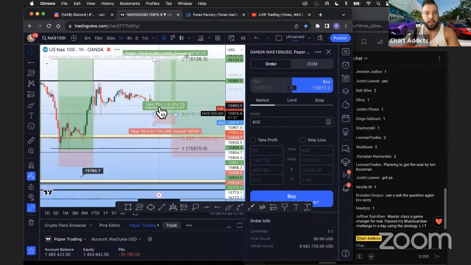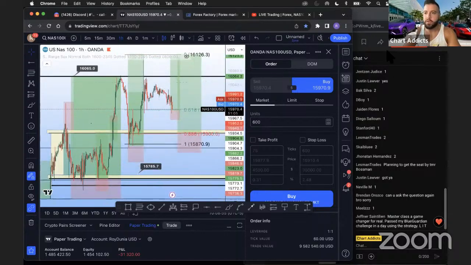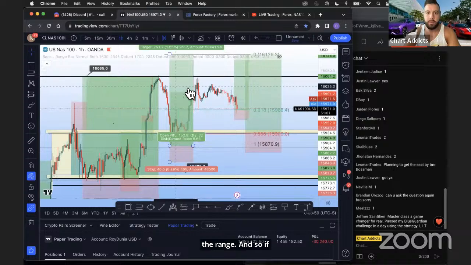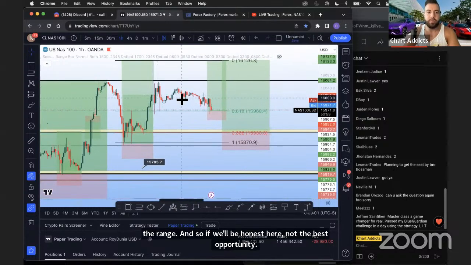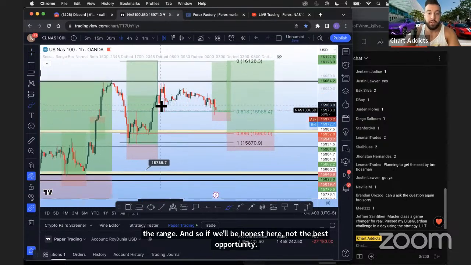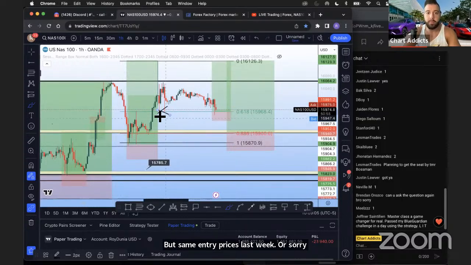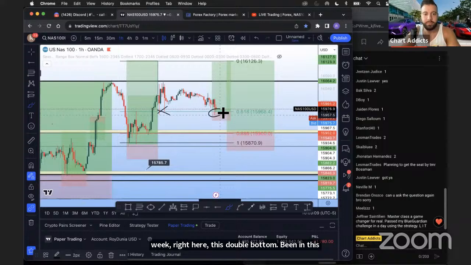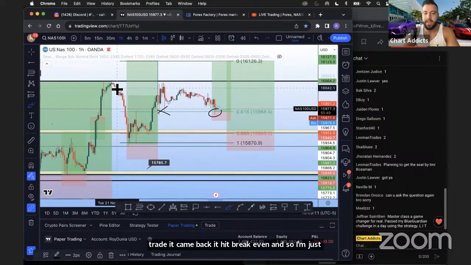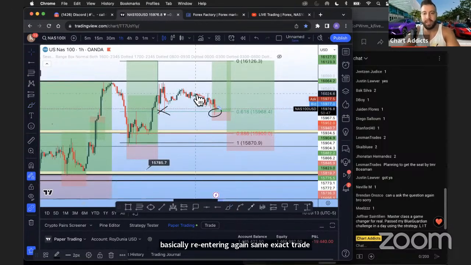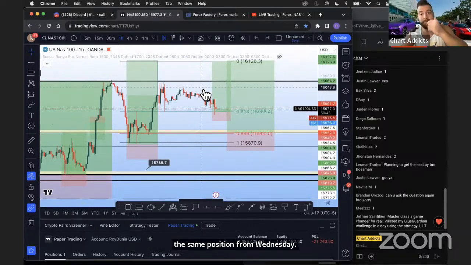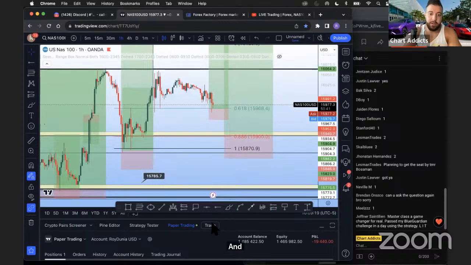It's a bit of a premature entry. We're kind of halfway through the range. And so if we'll be honest here, not the best opportunity. But same entry price as last week, or sorry, earlier this week, right here. This double bottom. Been in this trade. It came back, it hit break even. And so I'm just basically re-entering again. Same exact trade, re-entering the same position from Wednesday. And yeah, nice little re-entry here.